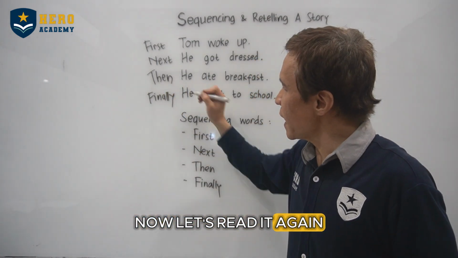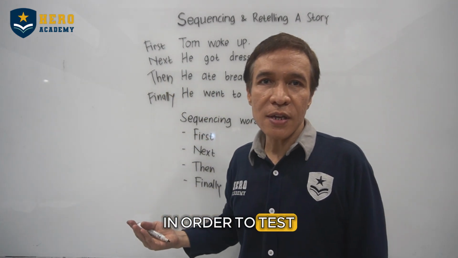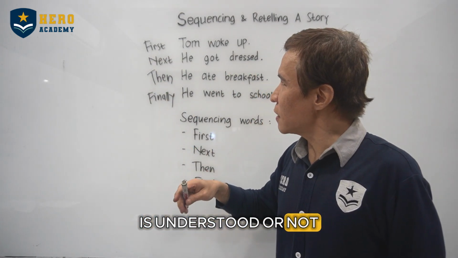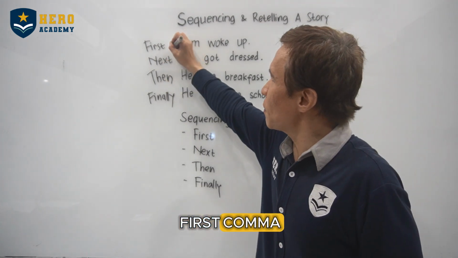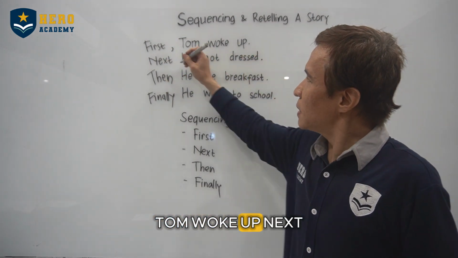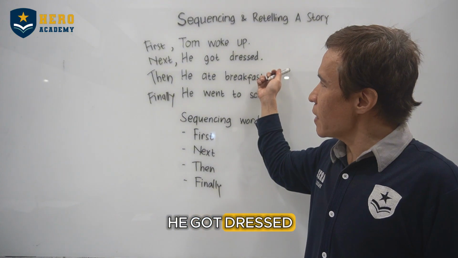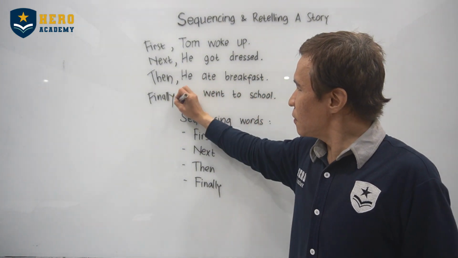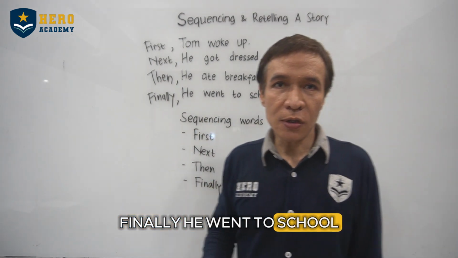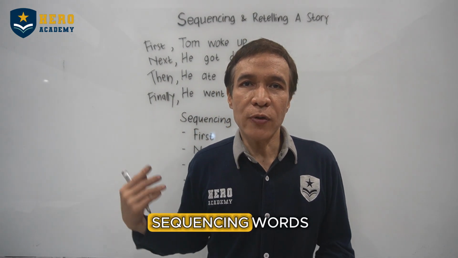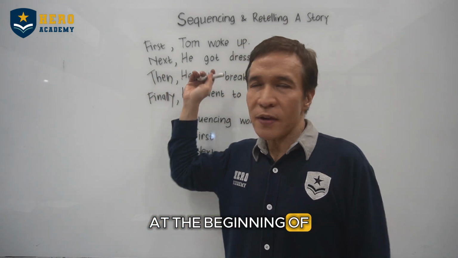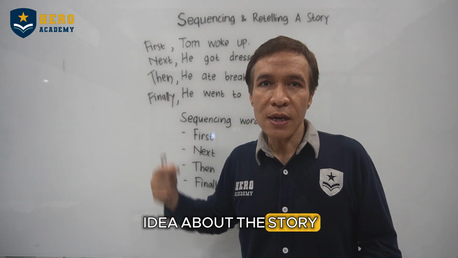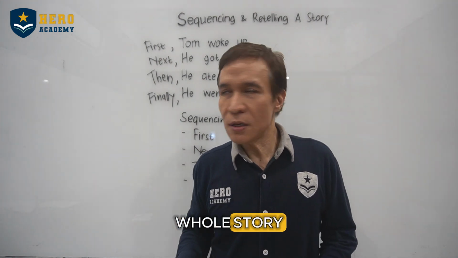Now let's read it again in order to test whether this story is understood or not. First, Tom woke up. Next, he got dressed. Then, he ate breakfast. Finally, he went to school. Now, after we use sequencing words at the beginning of each sentence, we get a clear idea about the story as a complete whole story.